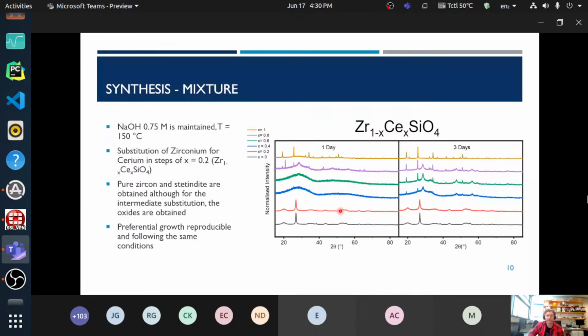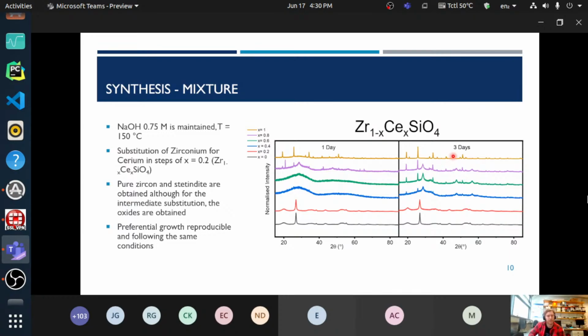So it's a reproducible process for all of them, but we didn't manage to obtain the intermediate phases. We will obtain either the oxides, as in this case, or oxides plus the pure silicates in the same sample. So a heterogeneous sample in here.